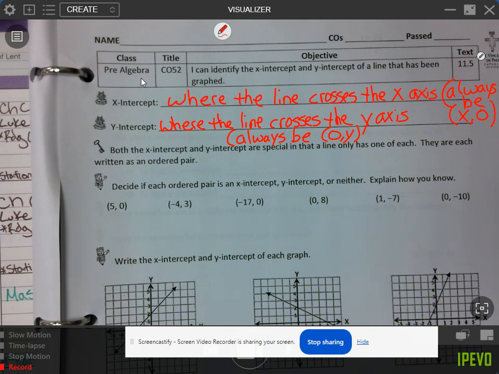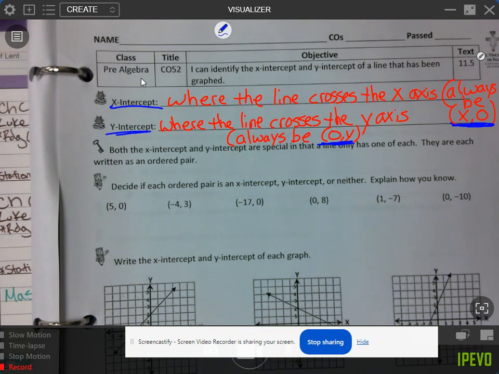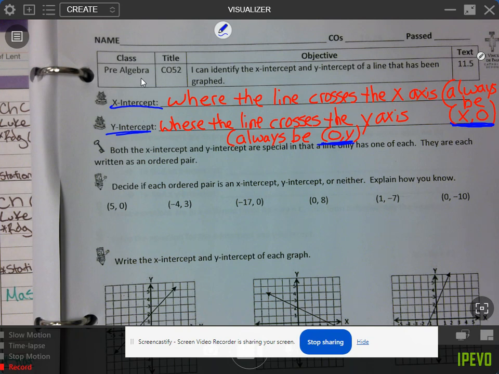Those are important to know. We have an x, but the y is 0 for the x-intercept. We have a y, but the x is 0 for the y-intercept. So it's where they cross. X-intercept is where it crosses the x-axis. Y-intercept is where it crosses the y-axis.